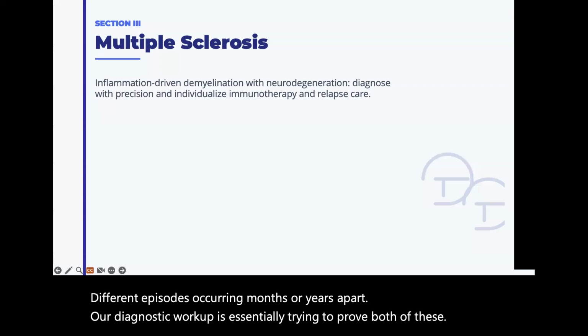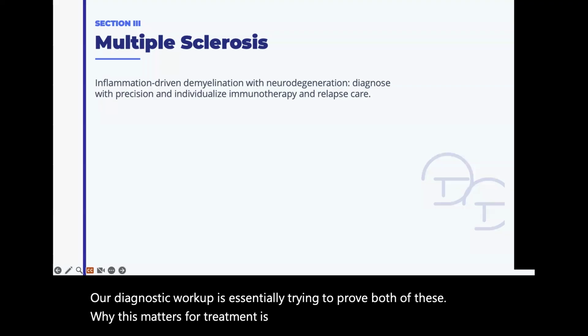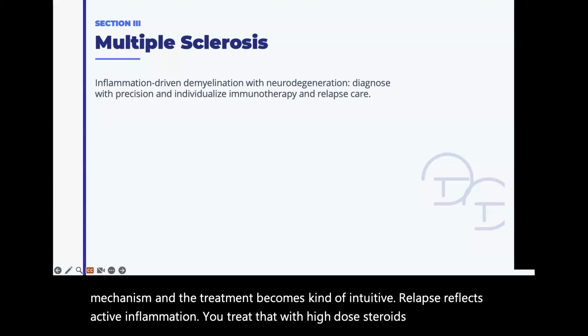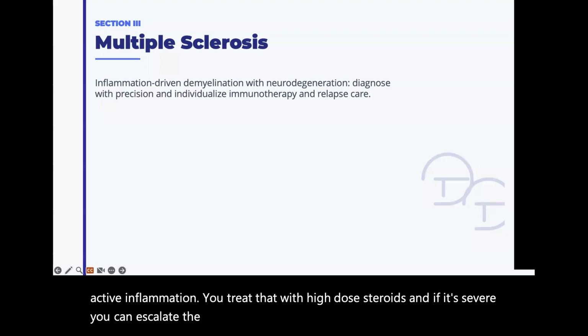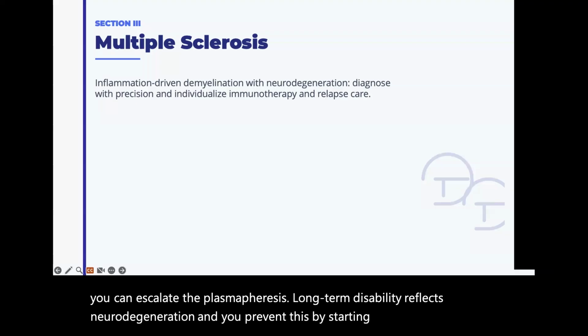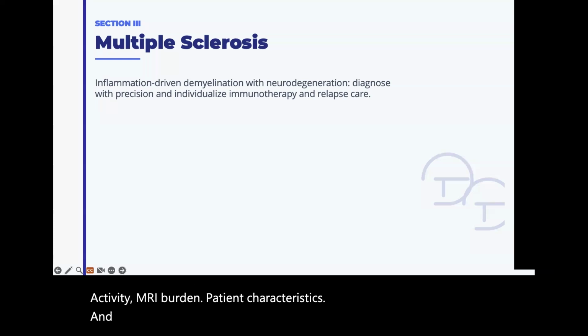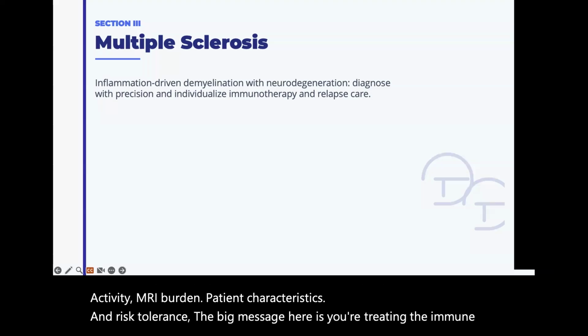Why this matters for treatment is because once you understand the mechanism, the treatment becomes kind of intuitive. Relapse reflects active inflammation. You treat that with high-dose steroids, and if it's severe, you can escalate to plasmapheresis. Long-term disability reflects neurodegeneration, and you prevent this by starting them on disease-modifying therapy early. Immunotherapy selection will depend on disease activity, MRI burden, patient characteristics, and risk tolerance. The big message here is you're treating the immune system to protect the nervous system.